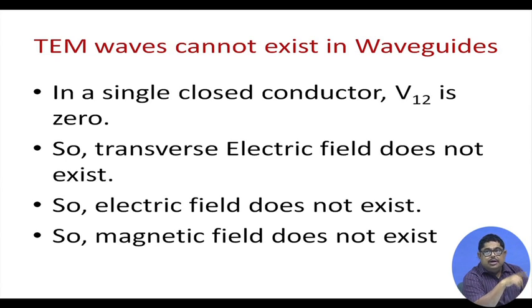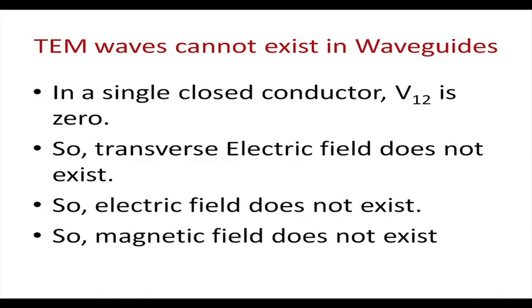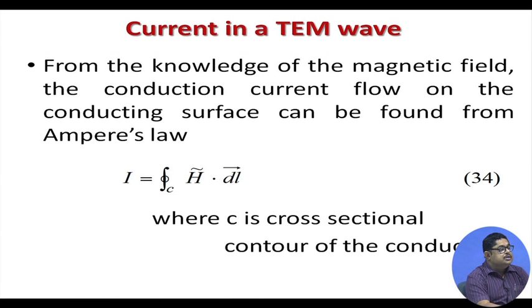So, E, that means the transverse electric field does not exist. So, the electric field does not exist. So, the magnetic field does not exist. So, TEM waves cannot exist in waveguides. Any form of waveguide, waveguide means a single conductor, a metallic pipe of any cross section. It can be circular, rectangular, elliptical, any; its cross section is uniform, it is a single pipe. So, there TEM waves cannot exist.